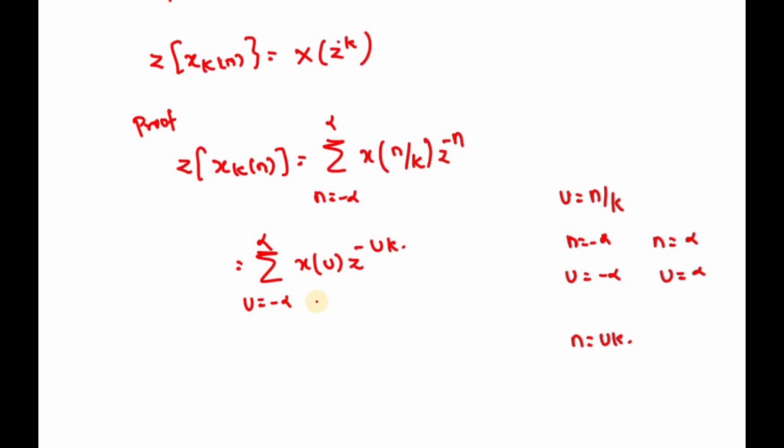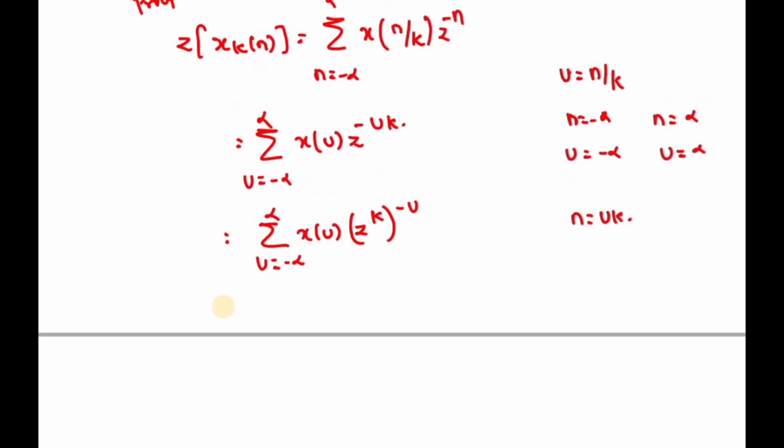So I can write it as summation u is equal to minus infinity to infinity x of u, z power k, right? This is z power k, z power k, of minus u. So instead of x of z, you have to write it as x of z power k. So this is about time expansion.